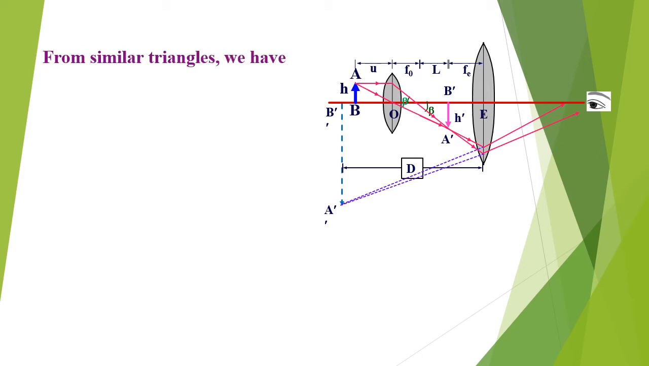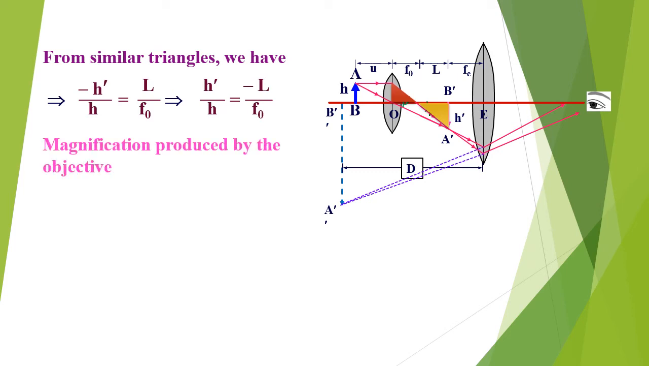From the similar triangles, these two are similar triangles. Minus h dash divided by h is equal to L divided by f naught. This gives rise to h dash by h is equal to minus L divided by f naught. Because there are two lenses, we want to see the magnification produced by the objective and the eyepiece separately. So magnification produced by the objective is minus L divided by f naught.